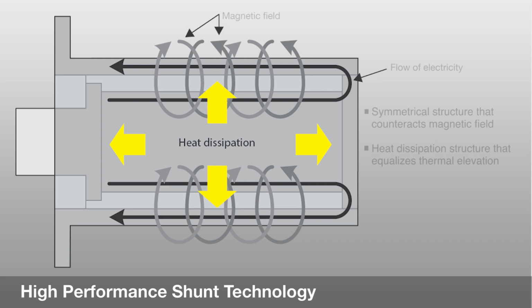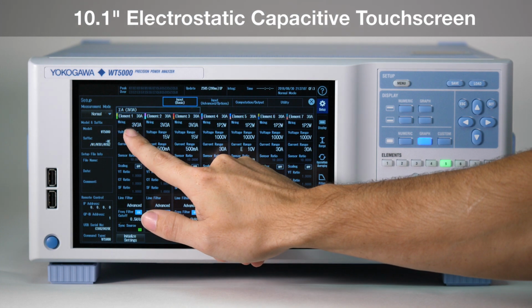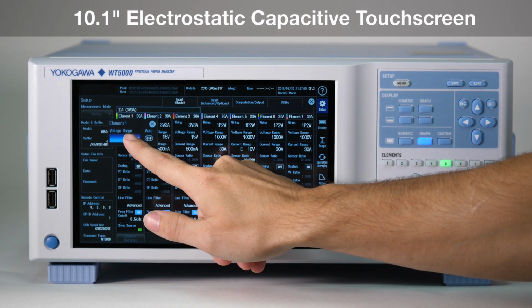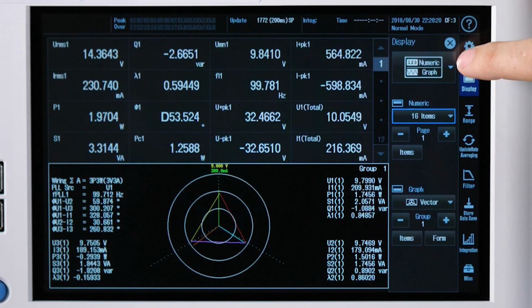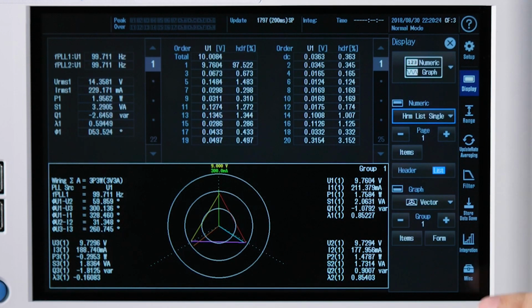A proprietary shunt design minimizes resistance, inductance, impact on phase shift, and heat dissipation, delivering extreme accuracy even in the noisiest environments. With a highly responsive touchscreen and intuitive menu operations, engineers can configure, set up, and access measurements at the touch of their fingertips.